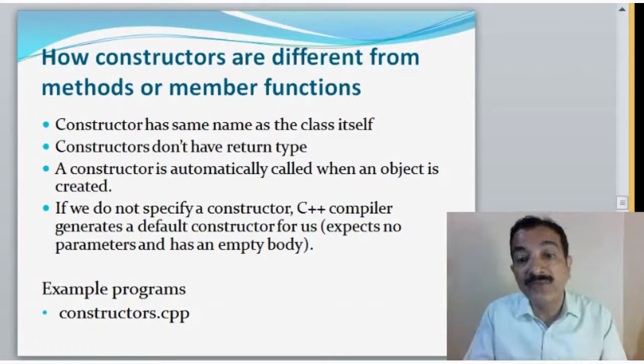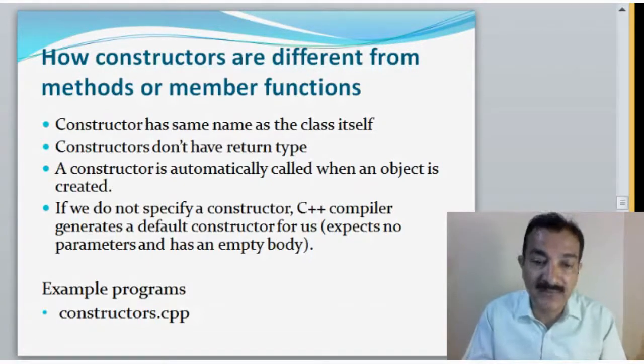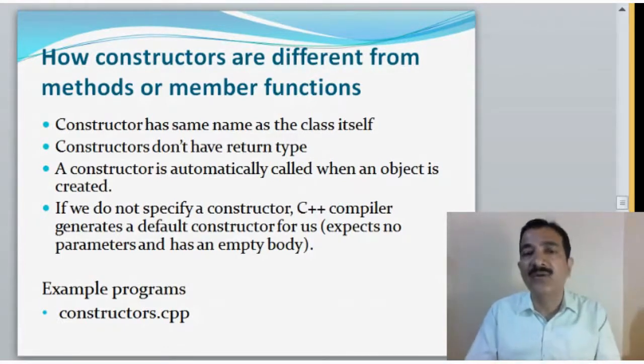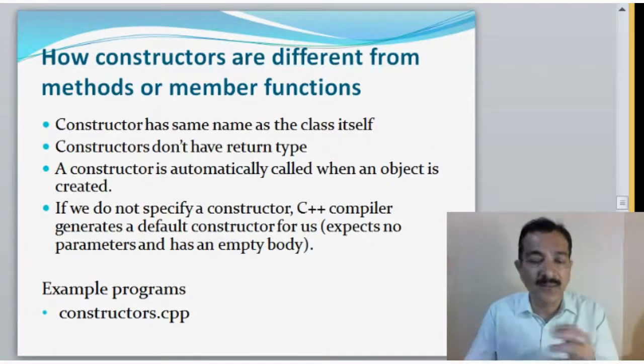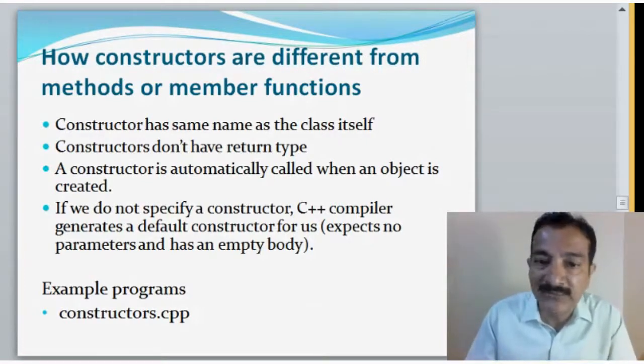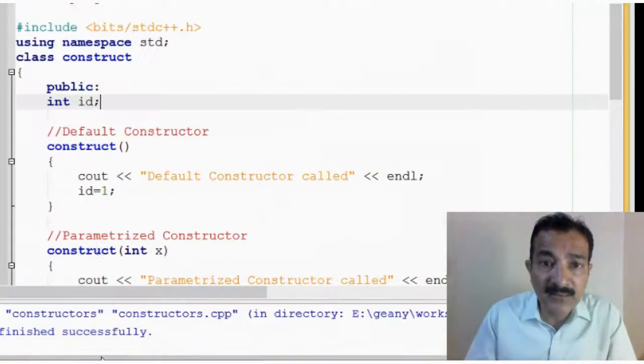If you do not specify a constructor, the C++ compiler generates a default constructor for us. In case we are not defining one, it creates a default constructor without any parameters. It just gets called and does nothing; in fact, it has no parameters and an empty body. So I'll show you a constructor with an example.